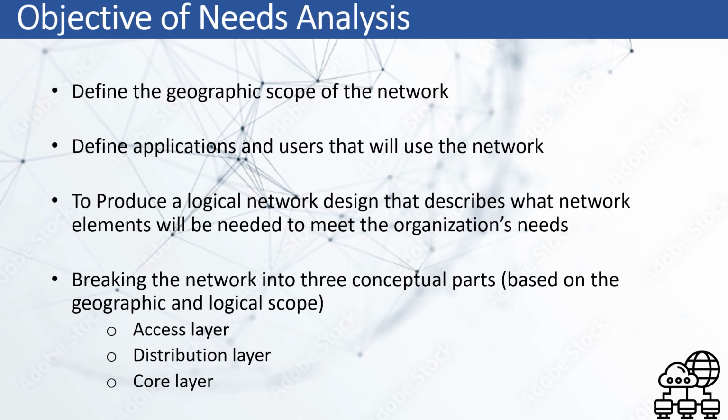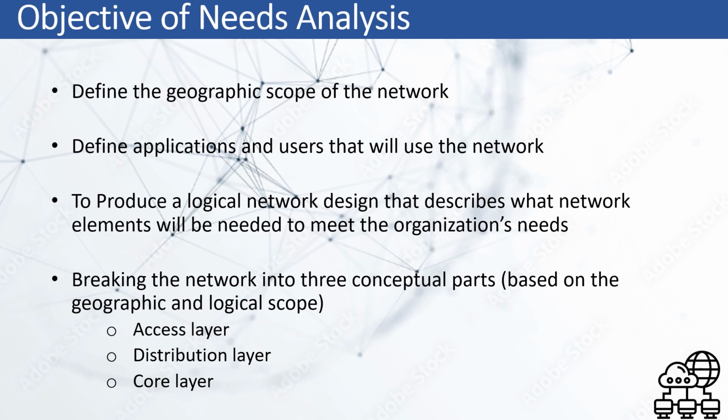Defining the geographic scope of a network. It pictures the physical extent of the network infrastructure that is being designed or analyzed. It includes the location of the network devices, such as the routers, switches, servers, and endpoints, as well as the cabling, fiber optics, wireless links, or other network media that connects them.